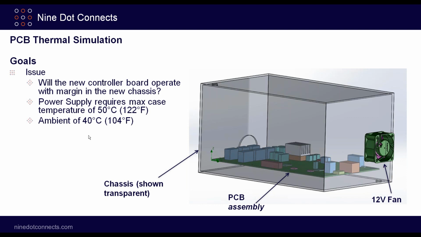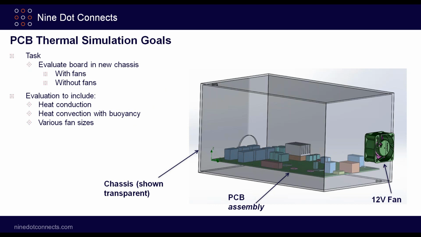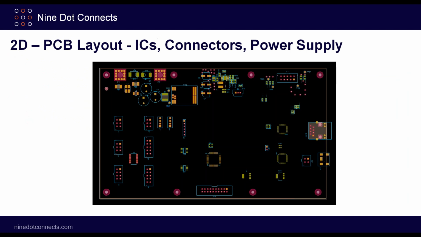So what we're looking at here is actually the model we're going to be examining in just a minute. We have a metal cage around a PCB, and we've got a fan attached to the wall. We're going to look at with and without fans. We're going to look at the heat that's conducted through the board, the convection, and different fan sizes.